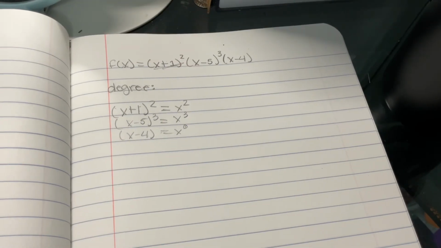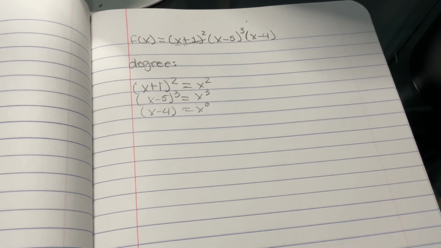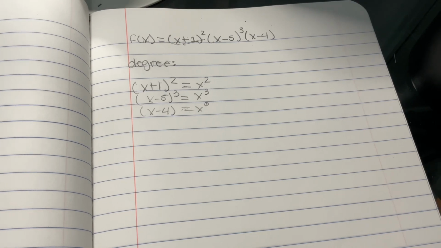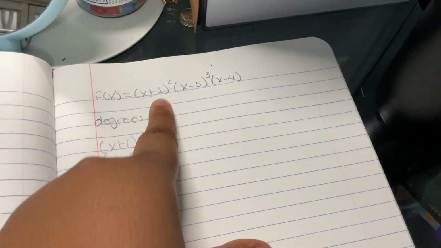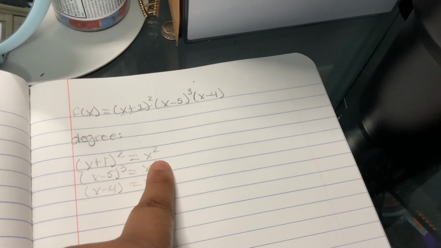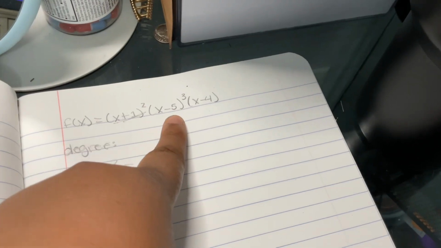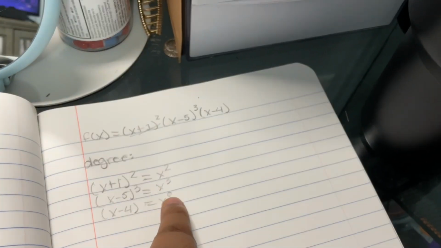What we're going to do first is look at our equation, and when you're looking at a polynomial, you want to read it like you're reading a book, from left to right. So we'll start with the first part, which is (x plus 1) squared. Since it's squared, it's read as just x squared. For the second one, (x minus 5) cubed, we're just going to read it as x cubed.